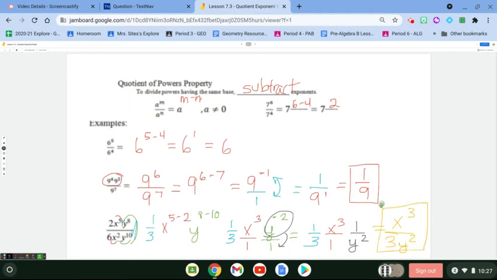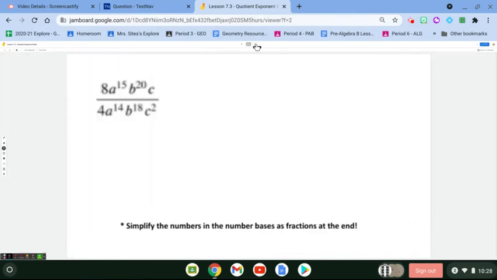And again, all I did was just multiply straight across in both the numerator and denominator to get my final answer. All right, let's try one more that's like that.